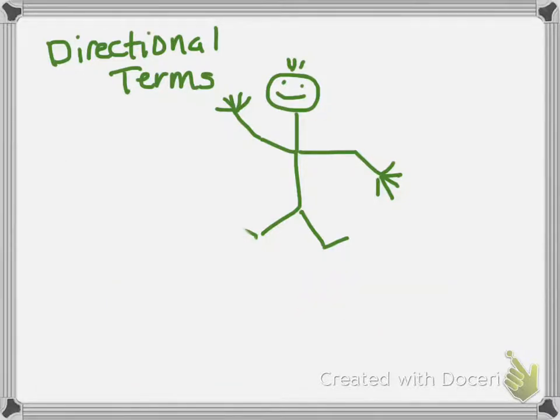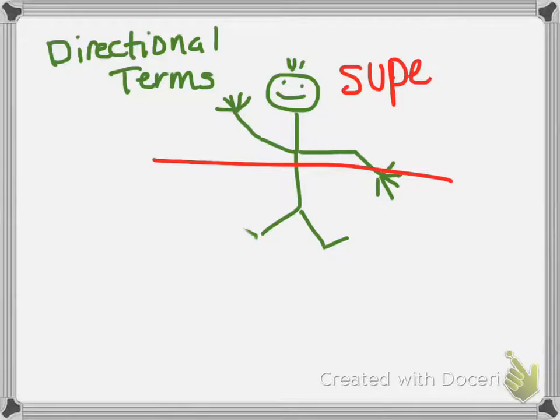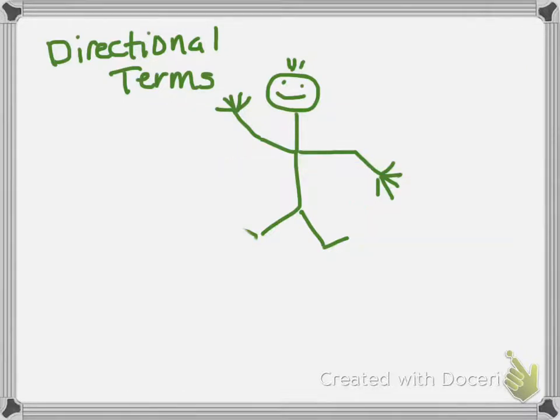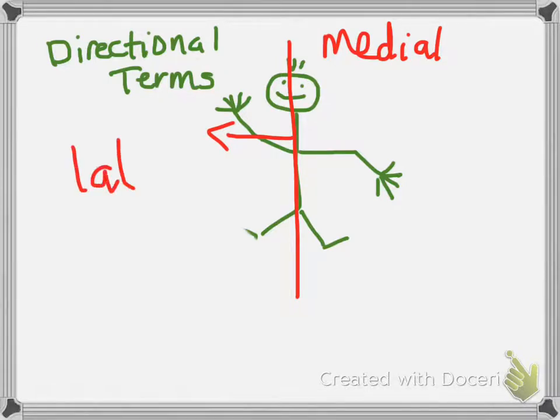Next, if we were to cut the body in half, how cryptic does that sound? Let's see. We would have the top or above would be superior, and below would be inferior. If we drew a straight line down the middle of the body here, okay, this would be the midline. This would be more medial. If we moved away from that midline, we would be going lateral. So this hand is lateral to the midline, or where the heart would be.